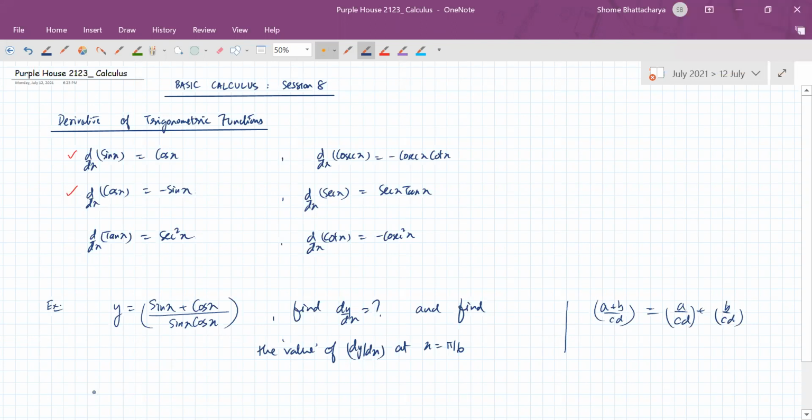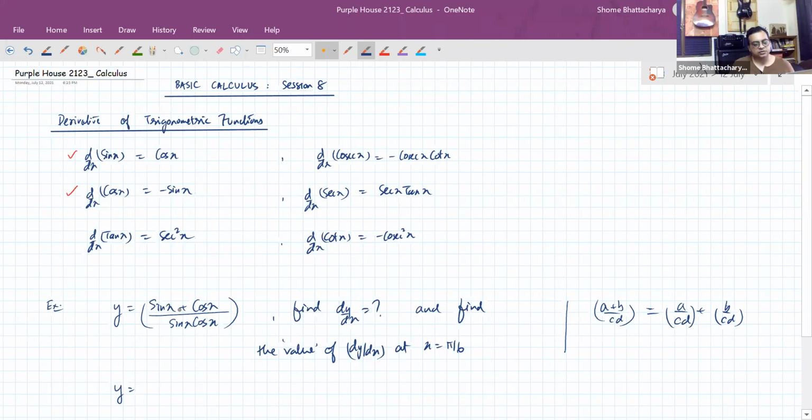So we can see that sin x upon sin x cos x plus cos x upon sin x cos x, right? Yes. Okay. So first step, correct. When we divide this, sin x upon sin x into cos x gives us 1 by cos x. And the second term, cos x upon sin x into cos x, will give us 1 by sin x.